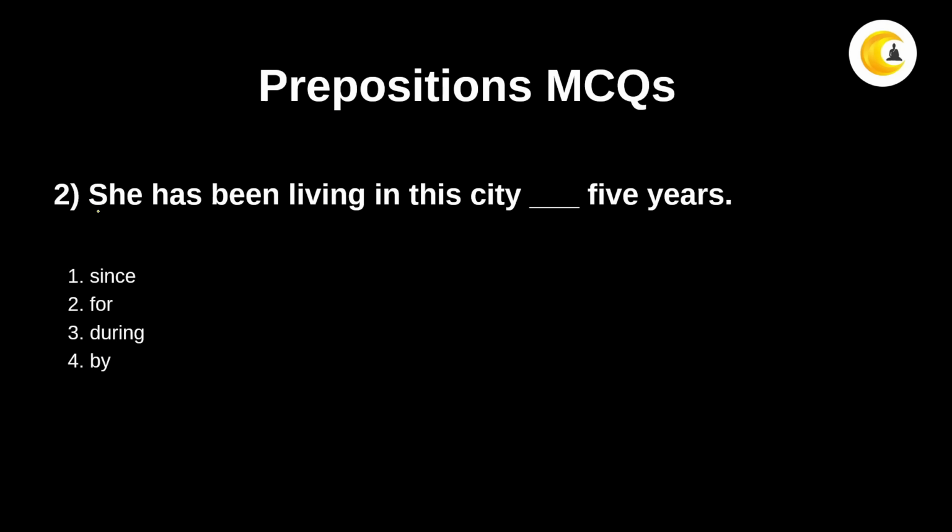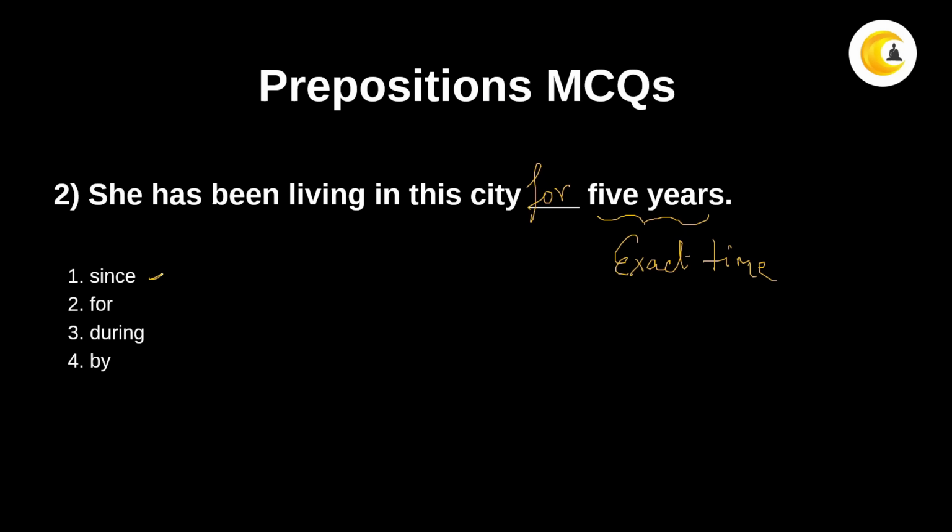Okay, so do you read the question? It says that she has been living in the city dash 5 years. This is an exact time. Now, when we specify a time, like exactly that, oh, she has been here for 5 years. Okay. So, what am I going to use? I just said the answer. I just gave it out. That is for, right? She has been living in this city for 5 years.